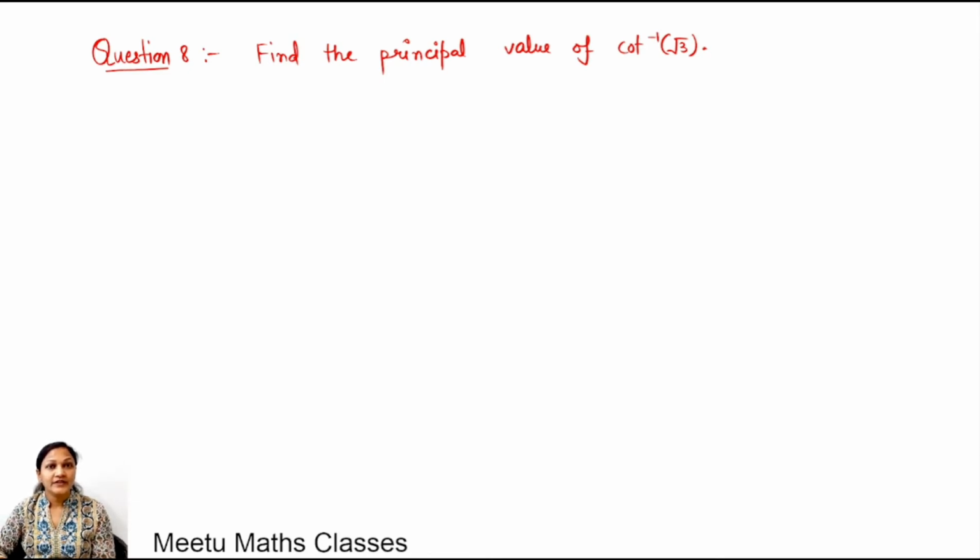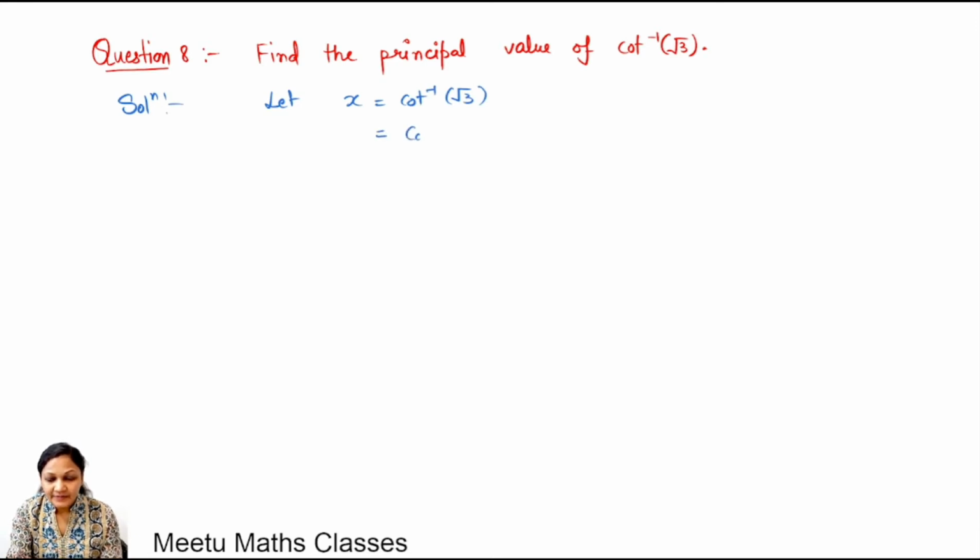Today we are doing class 12 NCERT chapter 2, that is inverse trigonometric functions, and we are going to finish exercise 2.1 today. So let us start with question number 8. Find the principal value of cot inverse of root 3. Now let this angle be x, cot inverse of root 3.